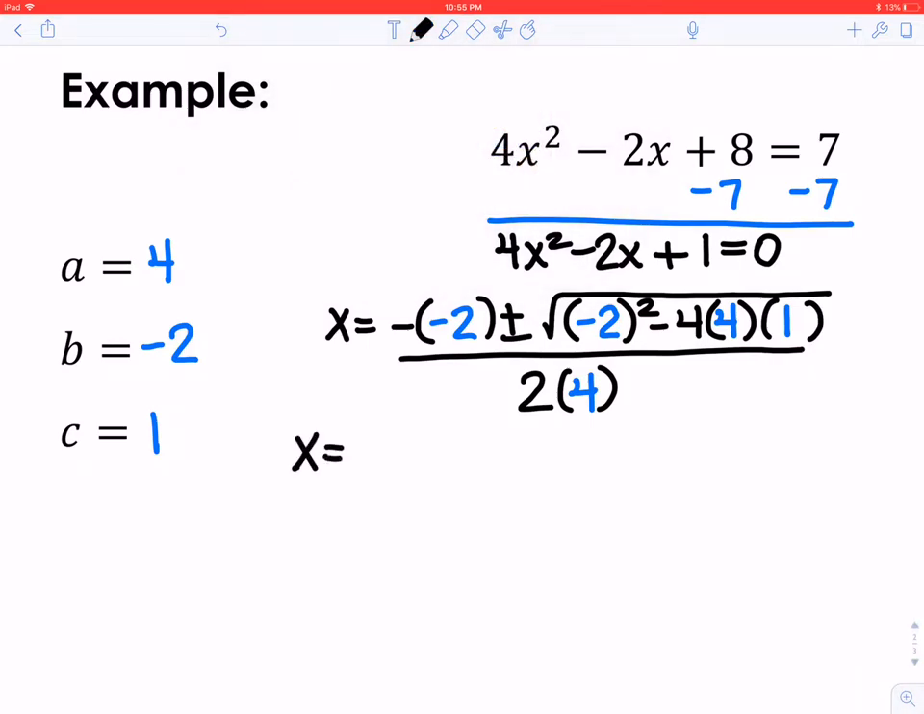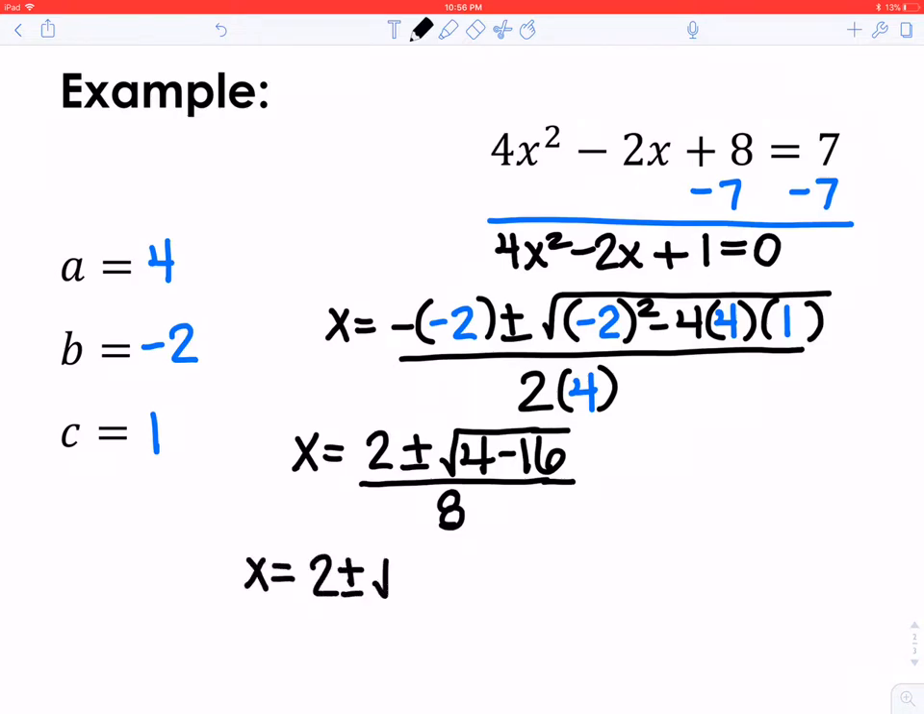X equals negative times a negative makes positive 2. Plus or minus the square root of negative 2 squared. Negative times negative is a positive 4, and then multiply. 4 times 4 is 16. 16 times 1 is still 16. That's what we'll be subtracting. All divided by 2 times 4 is 8. Okay, so x is equal to 2 plus or minus the square root of negative 12 divided by 8.